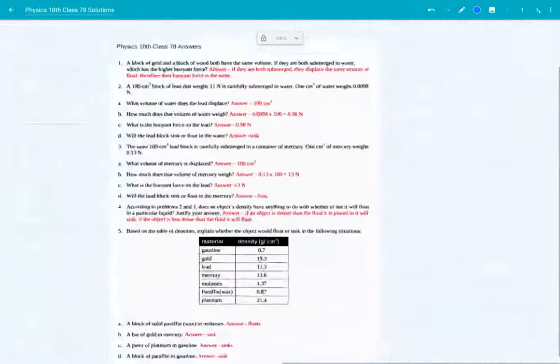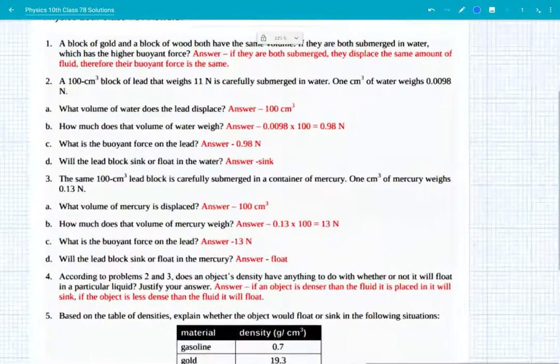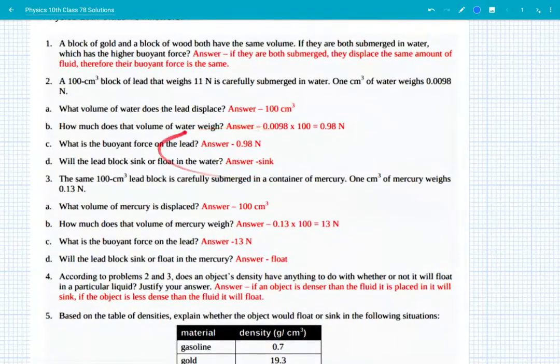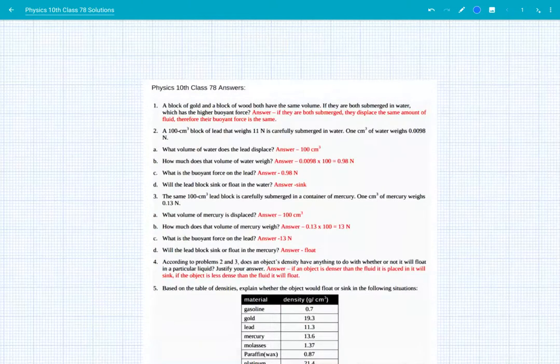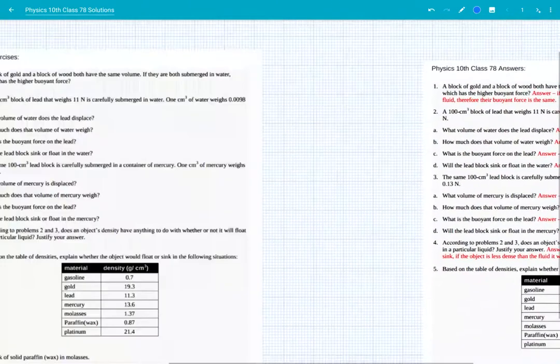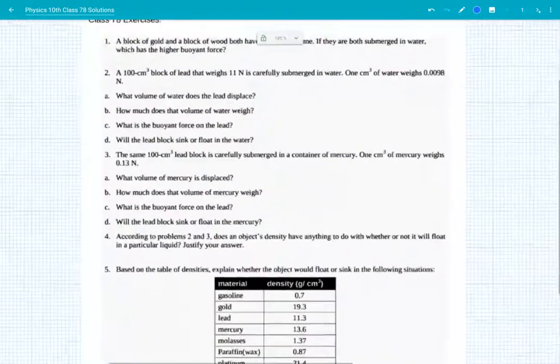Okay, let me see. You guys can see some answers here, like we talked about, 0.98 newtons, sink. The next one you can see the answer is 100 centimeters cubed is the volume of mercury displaced. If you guys do not know, mercury is a metal that is liquid at standard temperature and pressure.